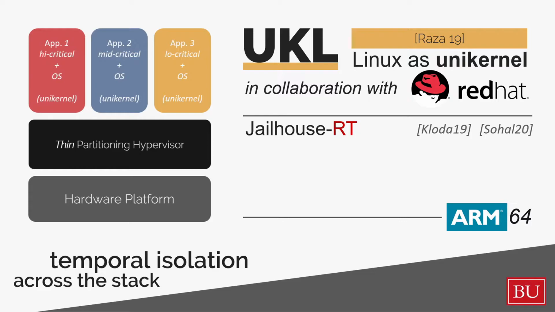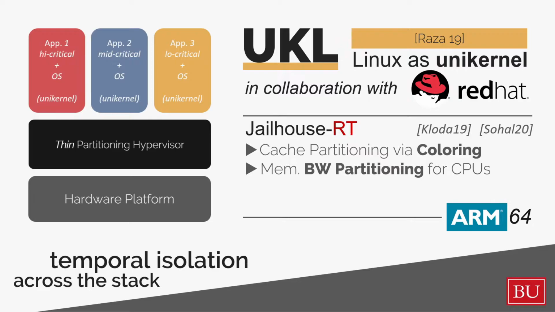And I don't want to go too much into details. You can actually take a look at more of the features of this hypervisor if you follow the reference, Sohal 20. But essentially, at a high level, the important features are the ability to perform dynamic cache partitioning via coloring, and also the ability to control the bandwidth of CPUs via a MemGuard-like technique, but also integrating bandwidth control, not only for CPUs, but also for accelerators.